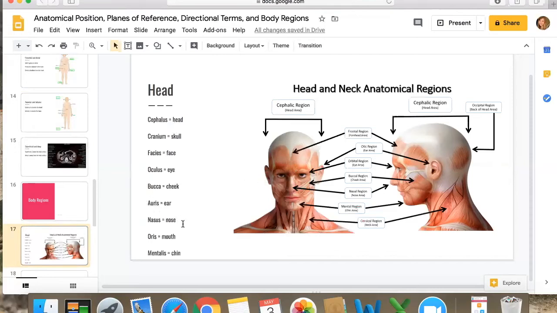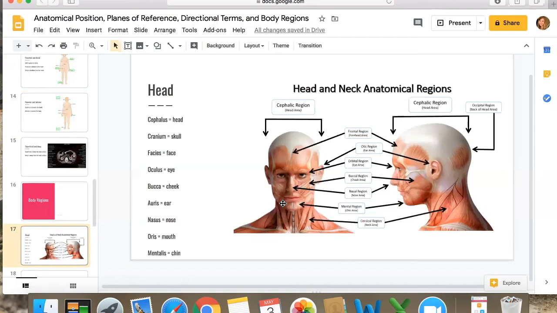Luckily, there are a couple of easy ones like that. Oris is referring to the mouth. And mentalis is referring to the chin. Some of these aren't so intuitive, but like I said, you'll get more repetition with them when you start using the different muscles, the different structures on the bones, and otherwise you'll just have kind of little ways to remember them.